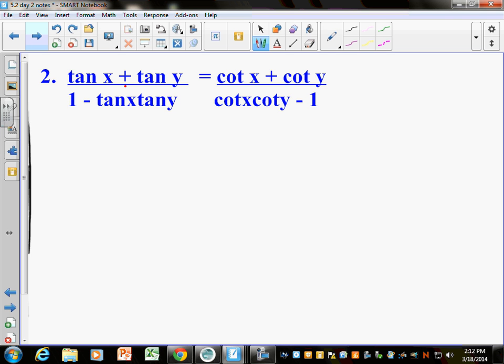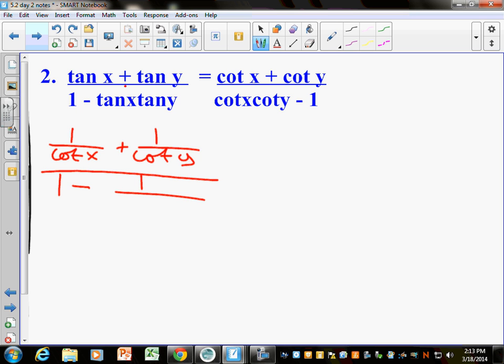Could you not just flip them all at the same time and get cotangent x plus cotangent y equals... No, because you can't flip the addition, right? You can only flip each function. We can flip all this on the bottom because it's multiplied together, but you can't just say that this is cotangent x plus cotangent y. Does that make sense? This becomes 1 over cotangent x plus 1 over cotangent y, all over 1 minus 1 over cotangent x cotangent y.